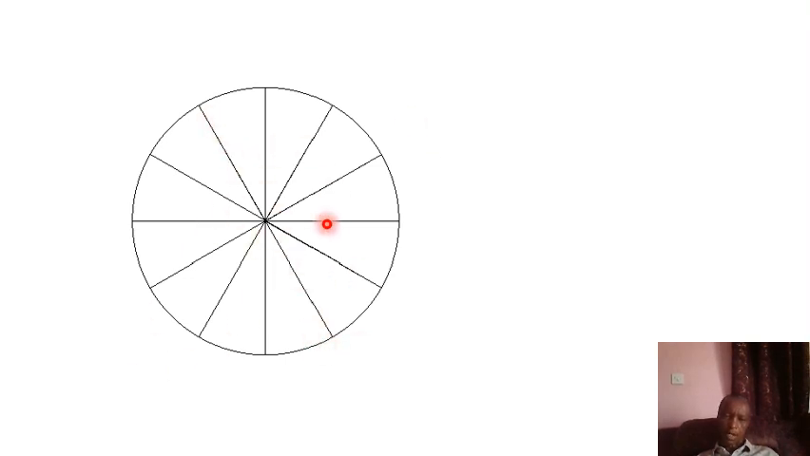And if you go all around, you end up having the 12 equal points. If you count these points, each quarter will have 2 points. And that means that you have managed to divide this circle into 12 equal parts.